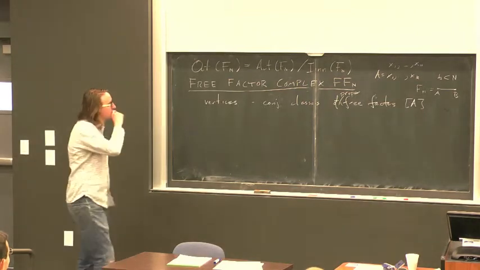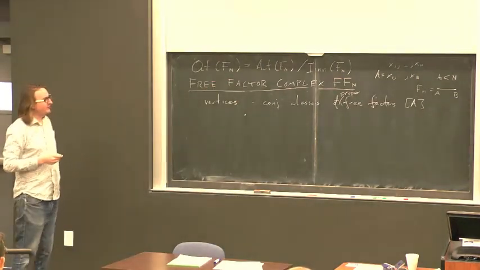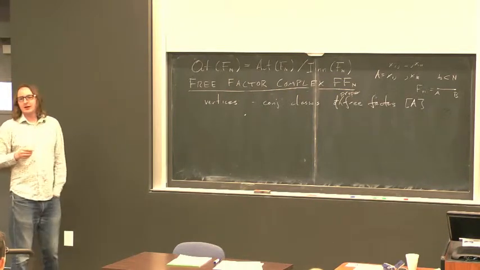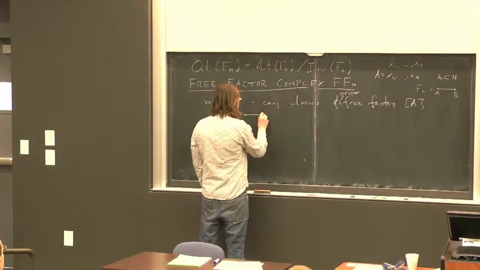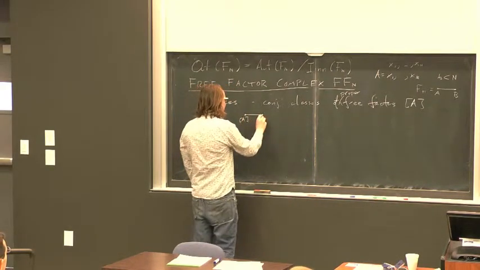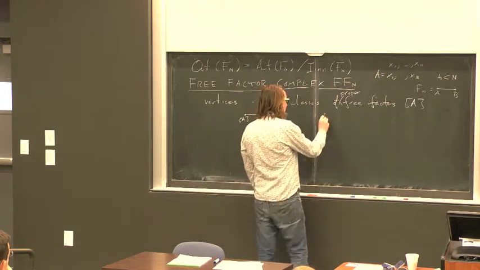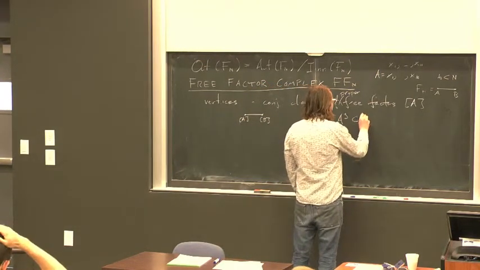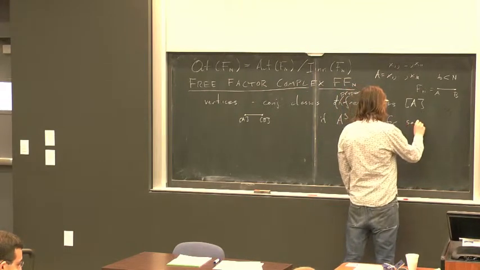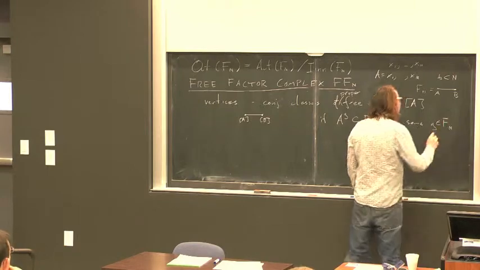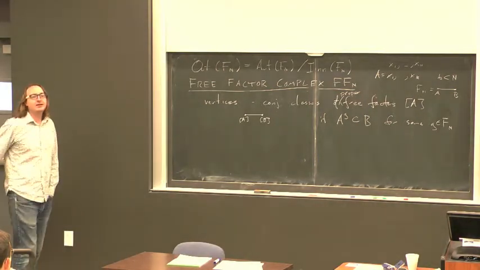And we join two free factors by an edge. This is confusing, because sometimes I want to use edges to denote edges in the graph, and sometimes to denote decompositions, but hopefully it'll be fairly clear which is which. We have an edge connecting two of these factors if some conjugate of A is contained in B. So up to conjugacy, A is contained in B. So it's a directed graph? Yeah, it is.